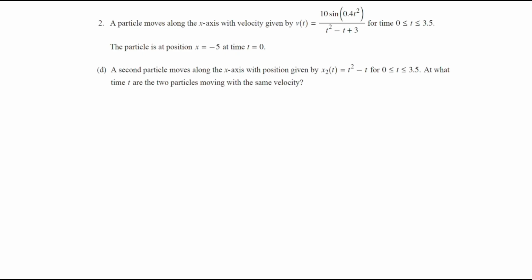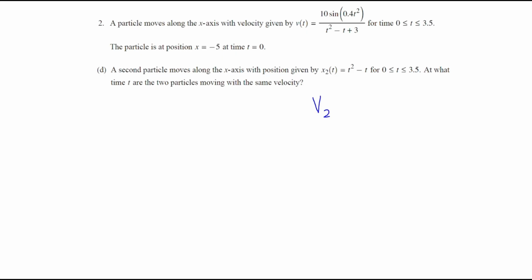In part D, we've got a second particle that's moving along the x-axis with its position equal to t squared minus t. We want to know at what time t are the two particles moving with the same velocity. So we already have a velocity function for the first function, right? 10 sine 0.4 t squared over t squared minus t plus 3. We need the velocity here.